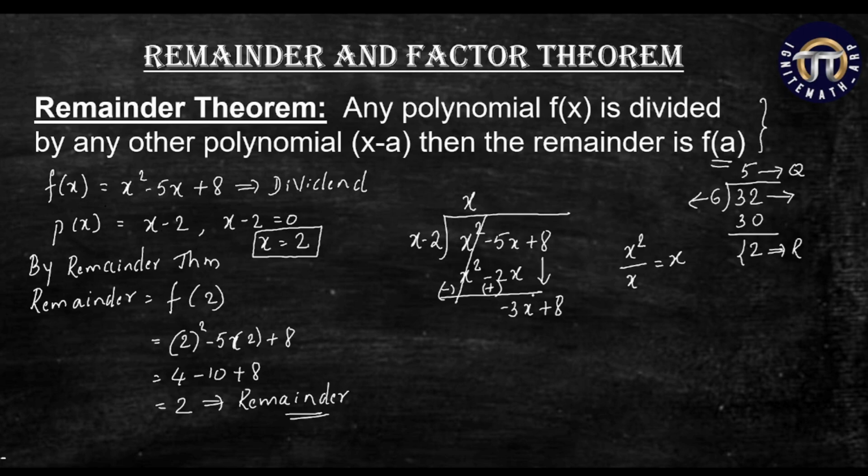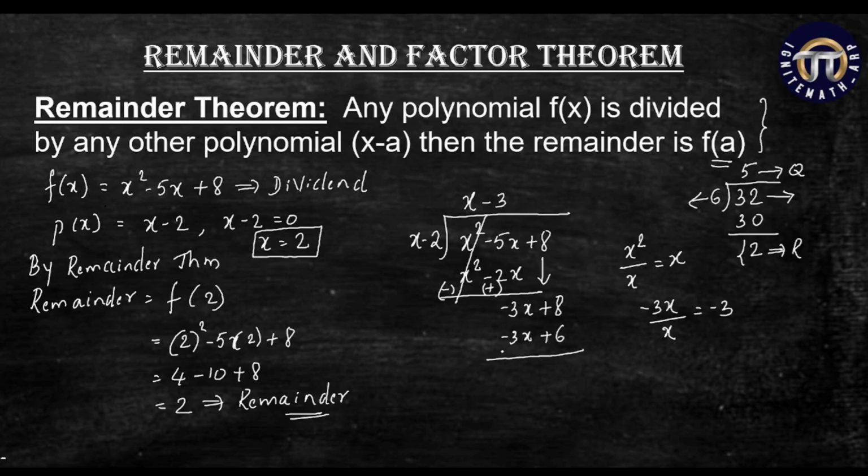When I take this 8 down, I repeat the same process. Now the first term of the dividend is divided by the first term of the divisor, that is minus 3, which is going to be the next term of the quotient. Minus 3 into x is minus 3x, and minus 3 into minus 2 is plus 6, I am going to get.